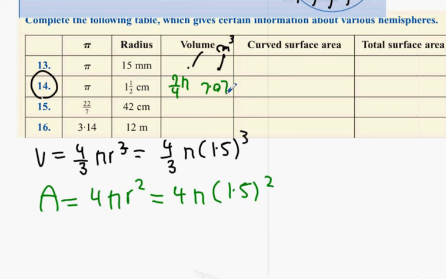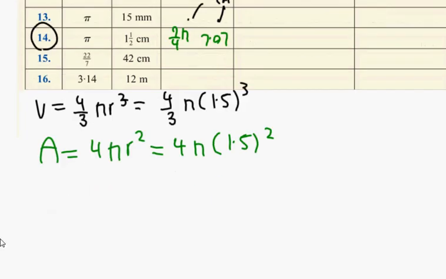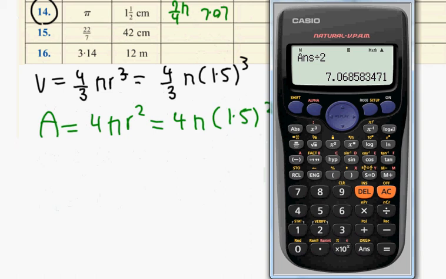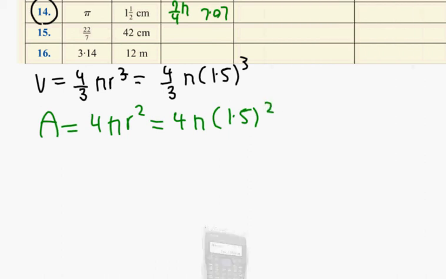4 pi times 1.5 squared. 4 pi 1.5 squared, and you get 9 pi. That's the area of the full sphere, not half the sphere. So what do we need to do? Divide by 2. 9 pi over 2, or 14.14 yet again. So that's 14.14. Now that's great and all, but we're forgetting one thing.